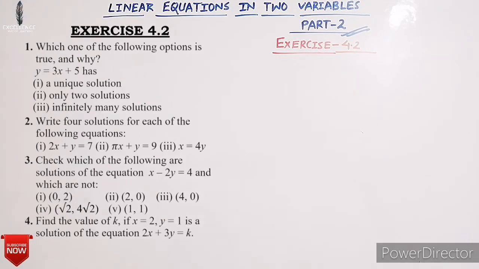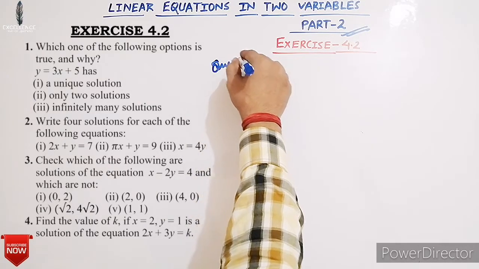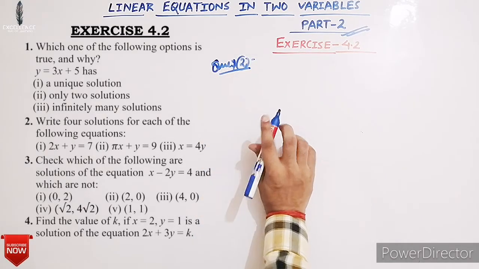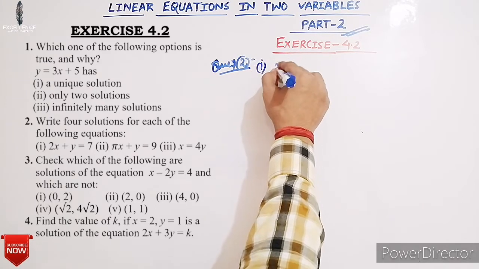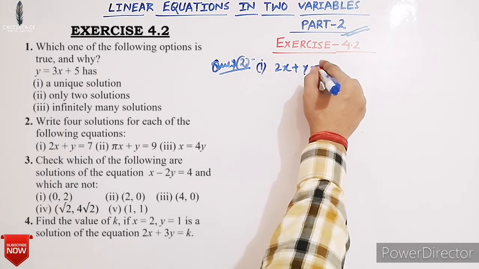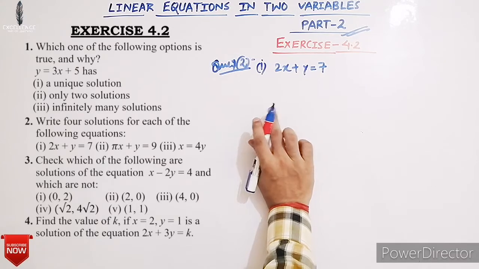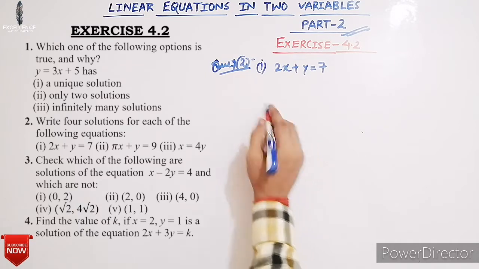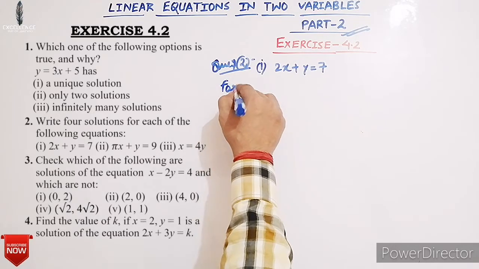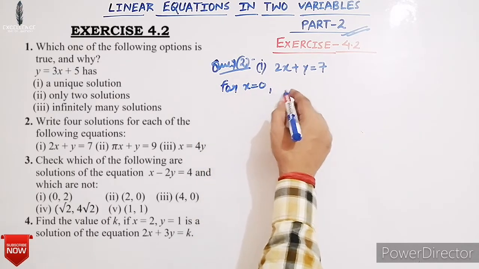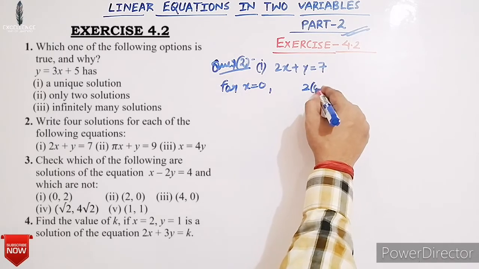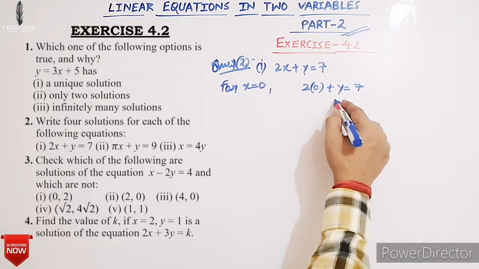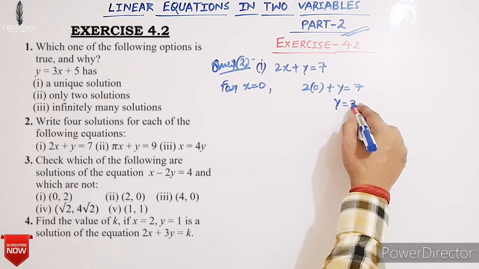Now next question, question number 2. Write 4 solutions for each of the following equations. Here first equation is 2x plus y is equals to 7. Students, all of you know that any linear equation has infinitely many solutions, but in this question we have to find only 4 solutions. So here for x is equals to 0, we put the value of x in this equation. So we have 2 into 0 plus y is equals to 7. So we get y is equals to 7.